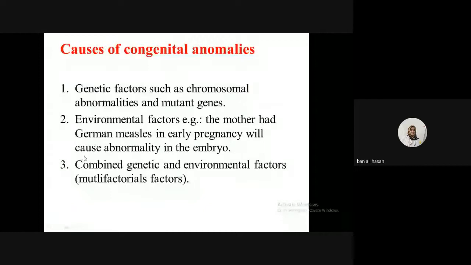Okay, sometimes also there can be a combination between the genetic factors and environmental factors. We call this case multifactorial factors. Like what? Who can give me an example? How can genetic factors and environmental factors be combined?